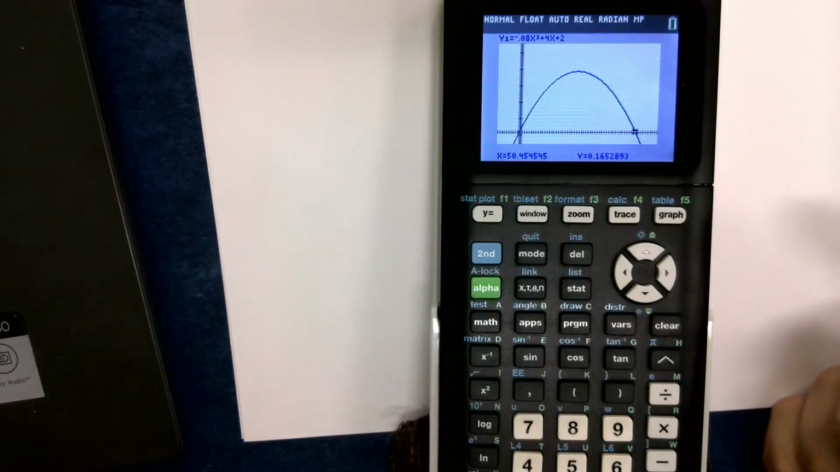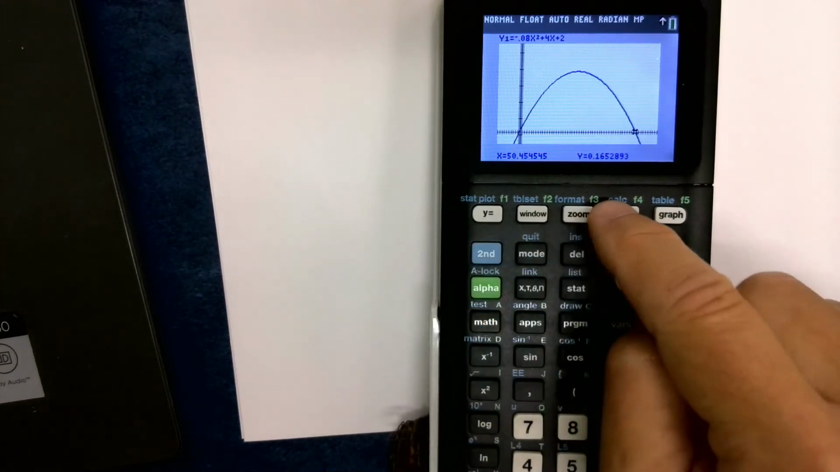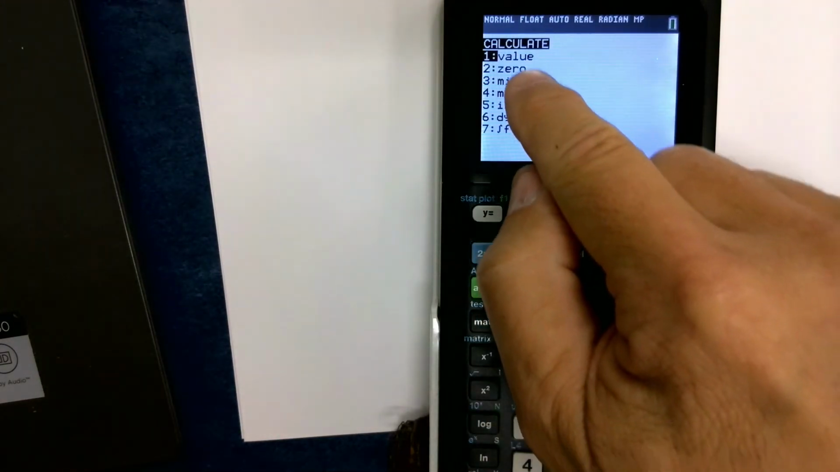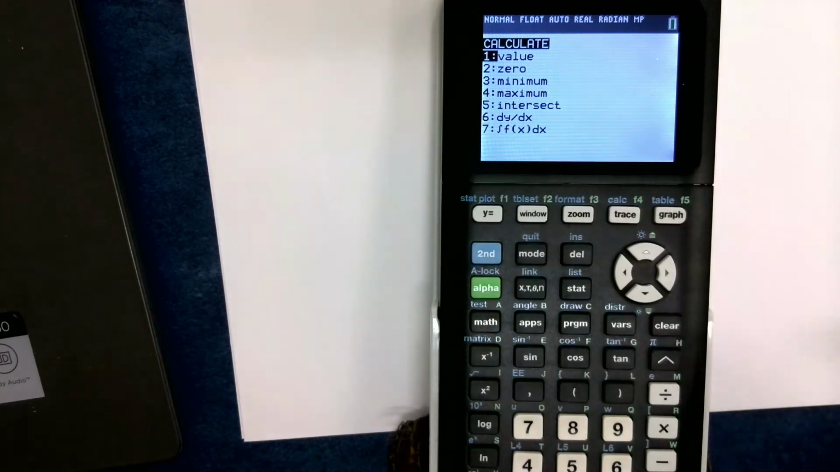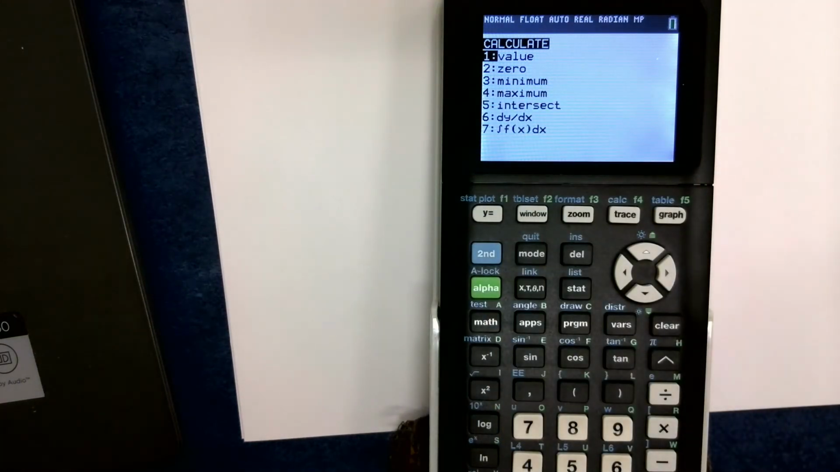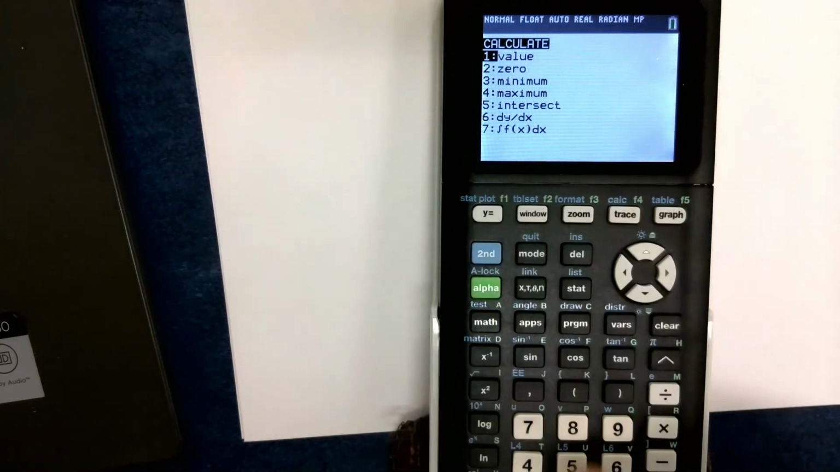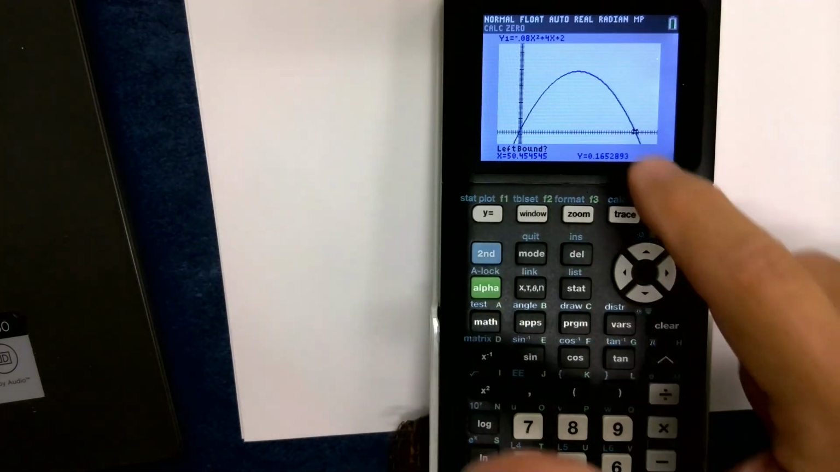So I want to find exactly what that is. I'm going to hit second, trace, and I want to find number 2, a 0. Now I did this differently before, so now I'm going to show it to you this way. So I want to find a 0. I'm going to hit number 2, a 0, and it says left bound.